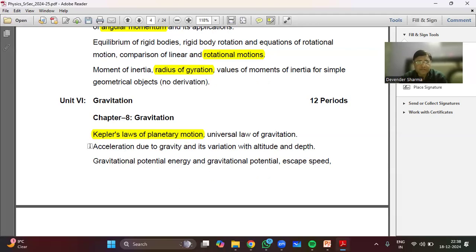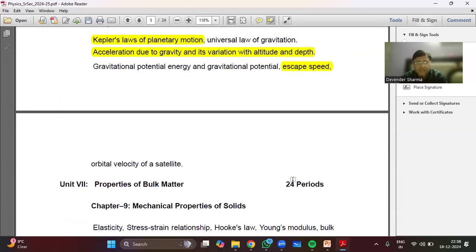The acceleration due to gravity, small g, and its variation with depth and height. Both topics are very, very important. Escape speed and orbital speed are again the most important topics, I should say, of this chapter. Of course, gravitational energy is also important, but we won't be focusing so much on that topic.